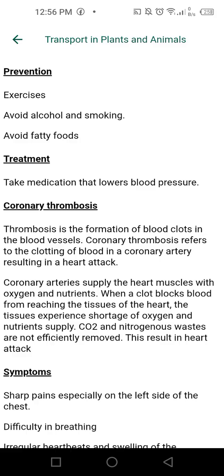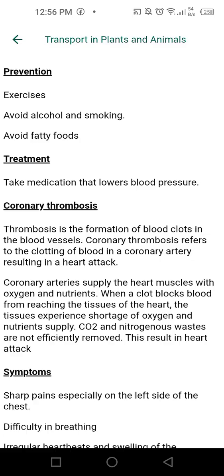Coronary thrombosis. Thrombosis is the formation of blood clots in the blood vessels. Coronary thrombosis refers to the clotting of blood in a coronary artery resulting in a heart attack. Coronary arteries supply the heart muscles with oxygen and nutrients. When a clot blocks blood from reaching the tissues of the heart, the tissues experience a shortage of oxygen and nutrient supply. CO2 and nitrogenous wastes are not efficiently removed. This results in a heart attack.